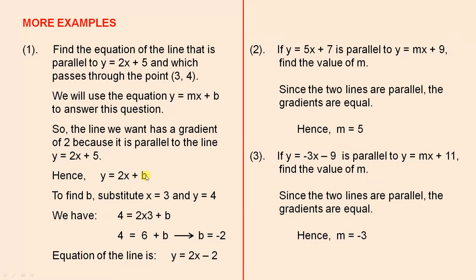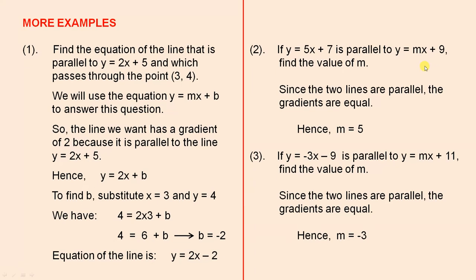Now we have to find b. Now to find b, substitute x equals 3 and y equals 4 because the line passes through 3, 4. So we have 4, that's the y value, equals 2 times 3, that's the x value, plus b. 4 equals 6 plus b, and that gives us b has a value of negative 2. So the equation of the line that we want is y equals 2x minus 2. And you'll see that it has the same gradient as this line here. The y-intercept of that line is plus 5, and the y-intercept of that line is minus 2.